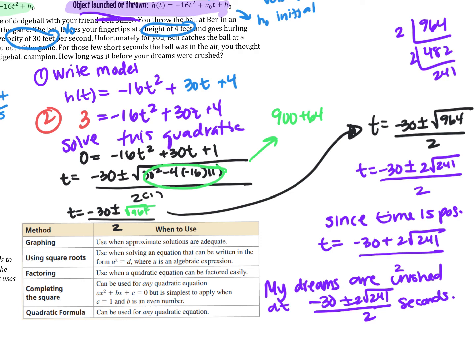So key ideas in this section: using the discriminant to determine how many and what type of solutions we have, using the quadratic formula to solve quadratics, and extending that idea to solving quadratic word problems.